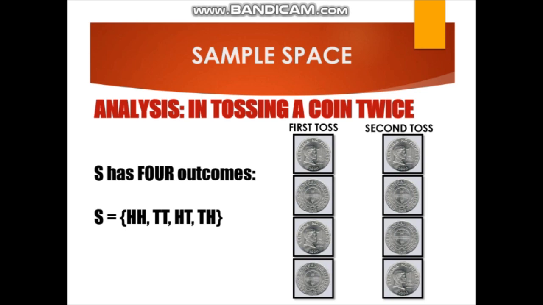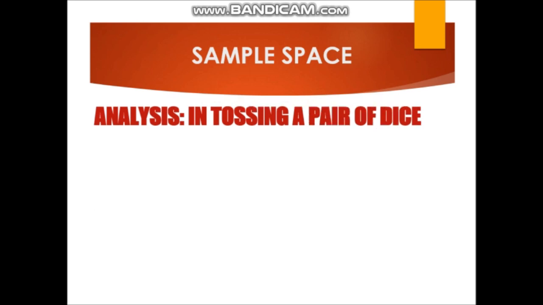Okay, another example is tossing a pair of dice. We all know that a die is composed of six faces, and each face has a different number of points. We have 1 point, 2 points, 3 points, 4 points, 5 points, and 6 points. We are identifying here the total number of outcomes that we can get in tossing a pair of dice.